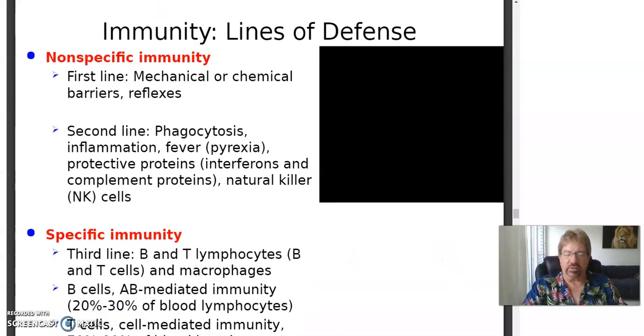Okay, let's see if we can understand this. Non-specific immunity. First line is mechanical or chemical barriers, reflexes, like the skin. Second line is phagocytosis, Pac-Man. Inflammation, fever, which is pyrexia is the medical term for it. Why, guys? Chemical reactions happen faster in higher temperatures, and the various things that need to take place move faster when there's a high temperature. Protective proteins, interferons, complement proteins, natural killer cells. These hunt down and destroy cancerous tissue.